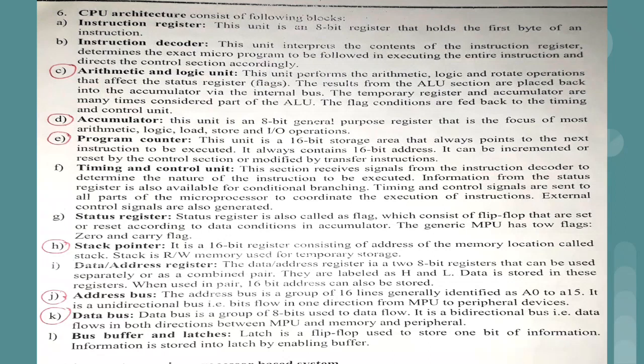Then the next component of the CPU architecture is the accumulator, which is an 8-bit general purpose register used to store the result of arithmetic, logic, load, store and input output operations. Next one is the program counter. This is a 16-bit register which always points to the next instruction to be executed. Just now I have explained to you. Basically in the program counter we store the memory location, and a memory location is always a 16-bit address.